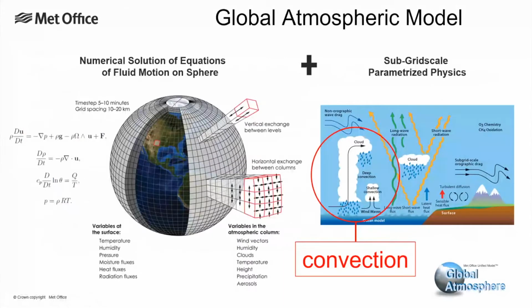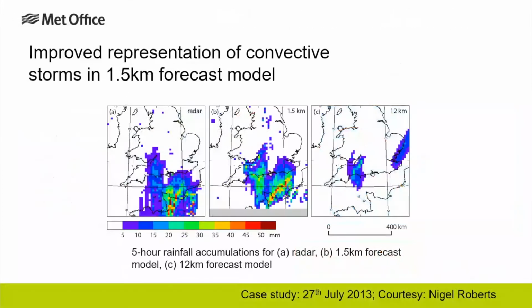Okay, so I think I said this already. We're squeezing down the resolution of that grid. That means we're beginning to resolve convection, although it needs lots of other things still parameterized. What do we gain there?